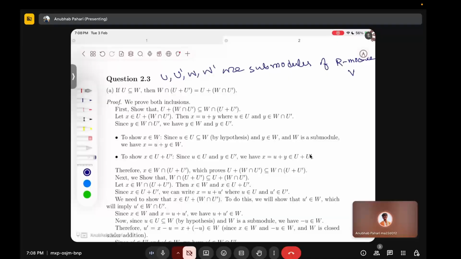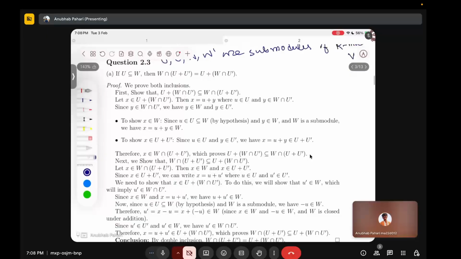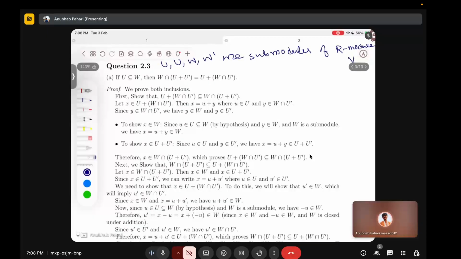And since small y belongs to W intersection U prime, we have that y belongs to both of them. And now to show x belongs to W, since small u belongs to capital U, which is already a subset of W, you can say that y belongs to W, and W is a submodule, so it is closed under addition. So you can say that x belongs to W, right?